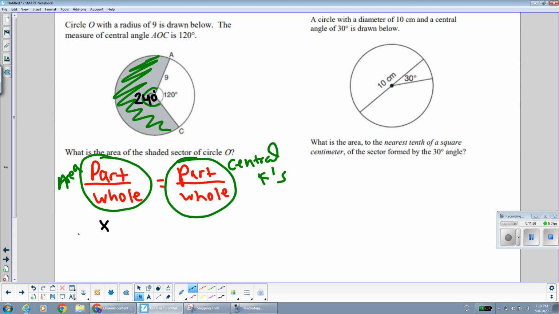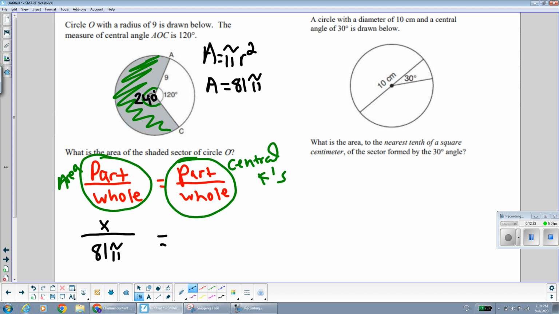So I'm going to label that as X in my proportion. And then on the bottom is going to be the area of the whole circle. And area of a circle is pi r squared. So let's plug in. We're going to plug this 9 in. So we have area is equal to 9 squared, which is 81 pi. So our area of this entire circle is going to be 81 pi.